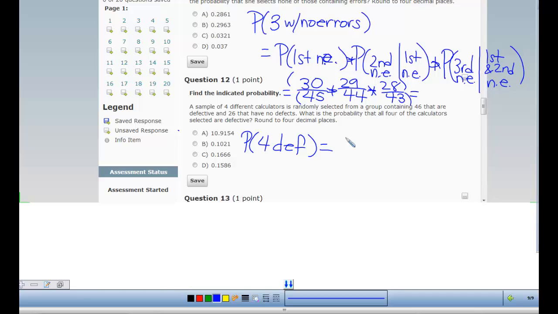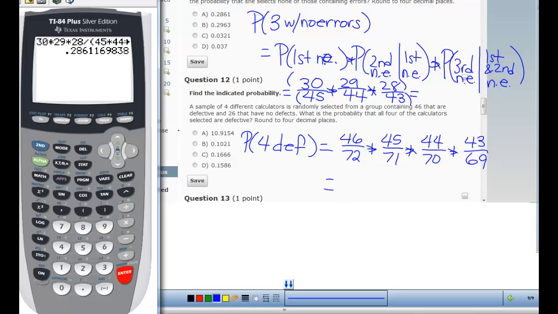I'm not going to write out all the words this time. The probability that the first one is defective, 46 that are defective and 26 that have no defect. Altogether we've got 72. So we're looking at 46 over 72. The probability the second one is defective, given that the first is defective, 44 over 70, times 43 over 69.